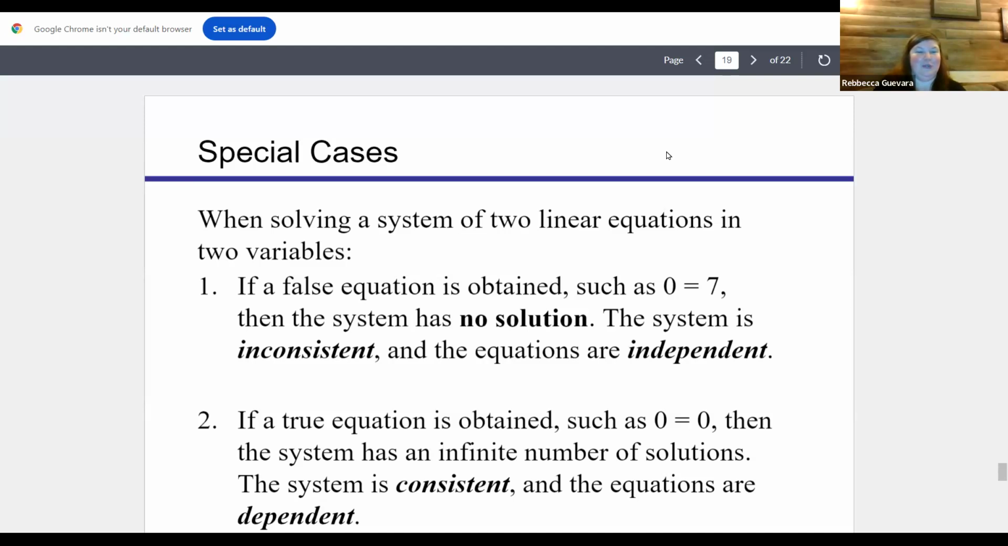If a true equation is obtained, such as 0 equals 0, then the system has an infinite number of solutions. And I think I spelled infinite with an A earlier, sorry about that. The system is consistent and the equations are dependent. So dependent basically means that they're the same equation. Consistent means we have a solution.